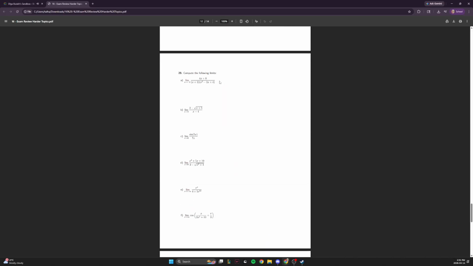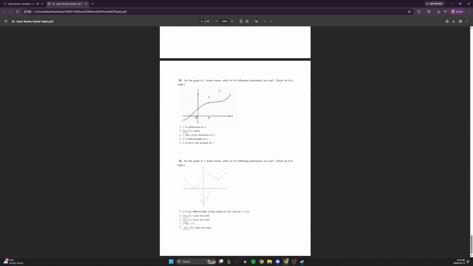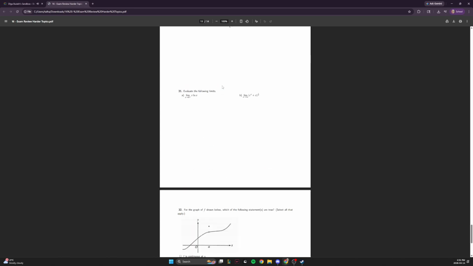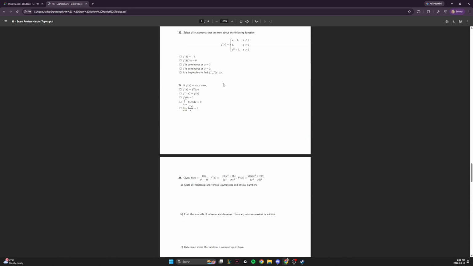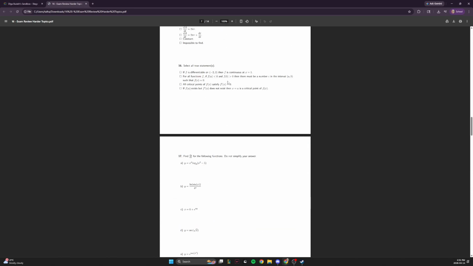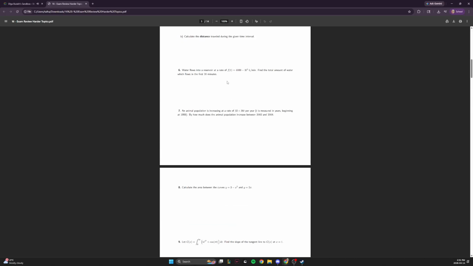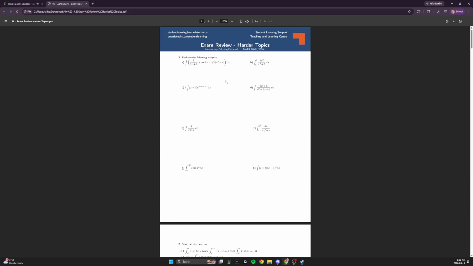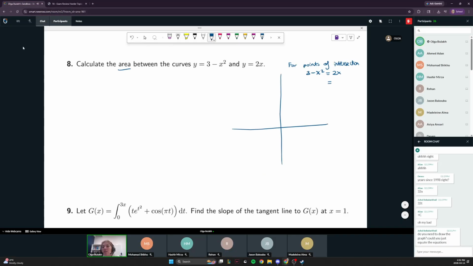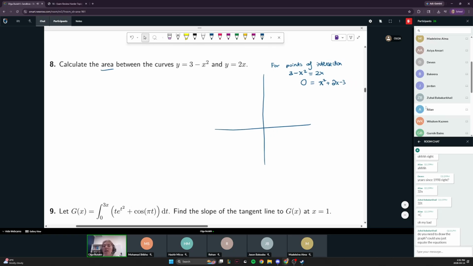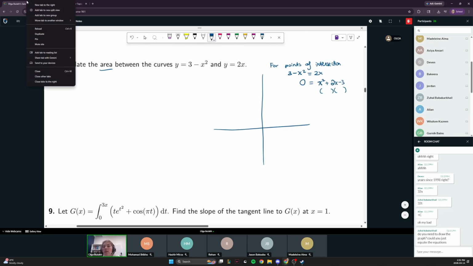for points of intersection you can equate them. So 3 minus x squared equals 2x. People sometimes prefer not to do the graphing, but I want to encourage you not to be afraid of graphing. I'm going to put everything on one side so that we get 0 on one side once we're solving. And this one looks like we may need to factor.